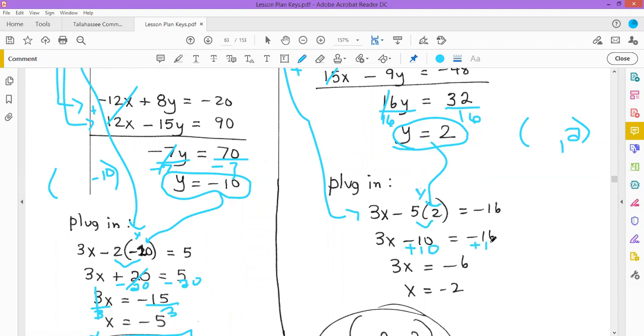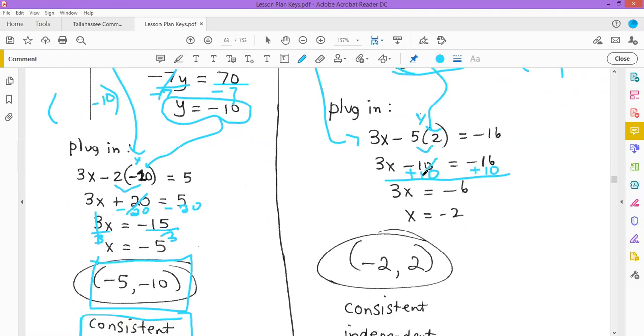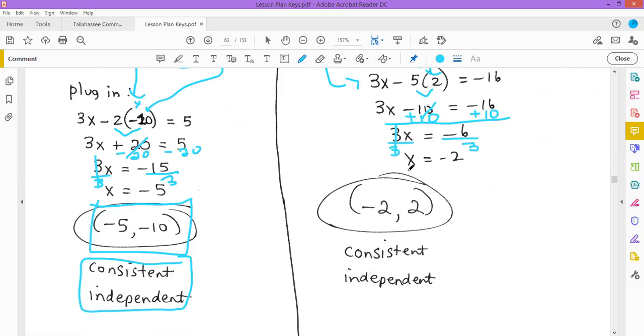To solve, we're going to add 10 to both sides of this equation. The 10's will cancel on the left side, leaving 3x equals, and negative 16 plus 10 gives us negative 6. We're going to divide both sides of this equation by 3. The 3's cancel on the left side, leaving x equals negative 6 divided by 3, which gives us negative 2.